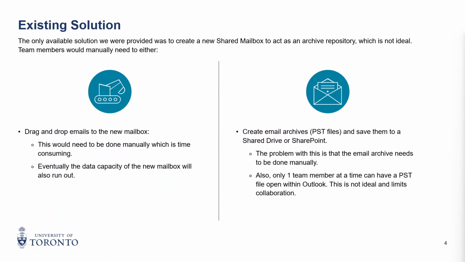But the problem with this is that the email archives need to be created manually, so there is no option to auto archive based on the age. If you have your personal mailbox, you can turn on auto archiving, and that'll work fine. But for a shared mailbox, there's no option to do that. And also with a PST file, only one member at a time can have a PST file open within Outlook to search through the emails. So that limits team collaboration if multiple people want to search through old emails for things.